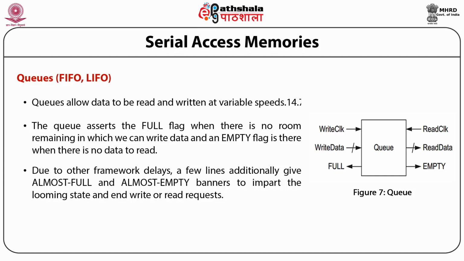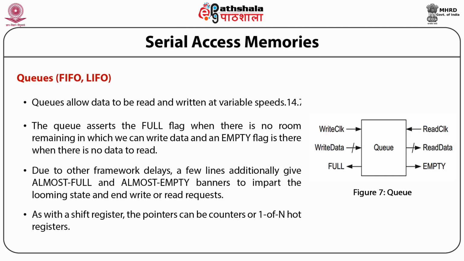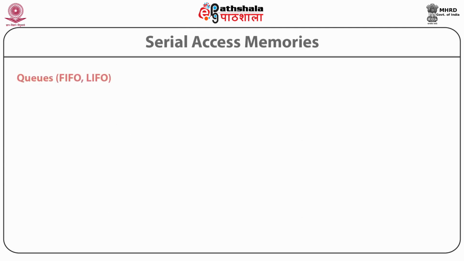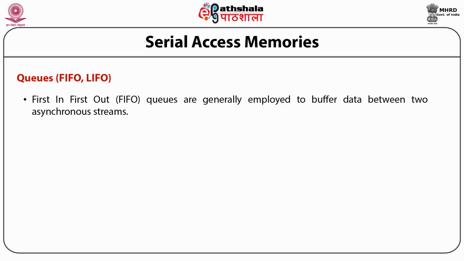The queue inside keeps up the read and the write pointers, demonstrating which information ought to be accessed next. So as with the shift register, the pointers can be counters or one-of-n hot registers. FIFO means first in, first out. Queues are generally employed to buffer the data between two asynchronous streams. Like a shift register, FIFO is organized as a circular buffer.